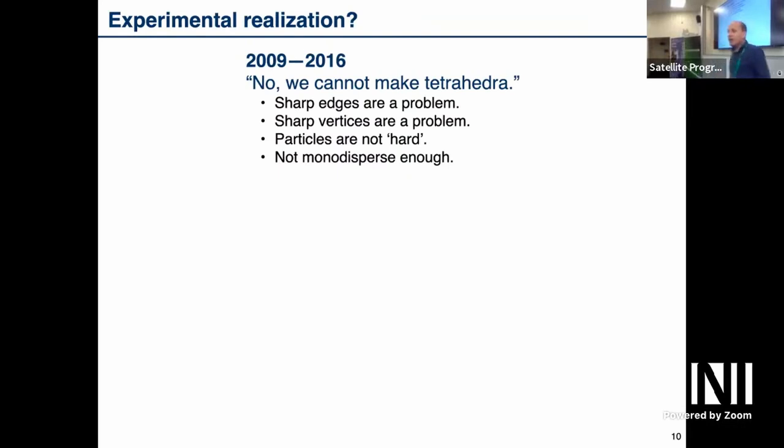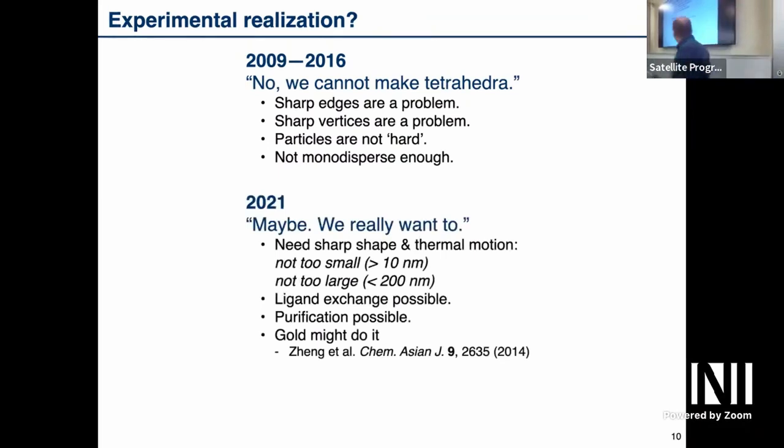Particles also are pretty hard. So I told you about the ligands. You have to put molecules on the surface that round it and that makes them maybe attractive or just not really hard. And also it's hard to get monodisperse enough. Now in 2021, for the first time, they said, yeah, maybe we can do that. At least we have an idea where we have to go.